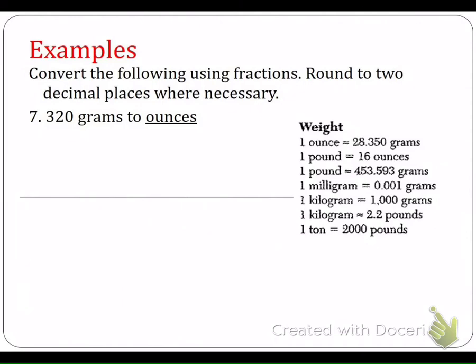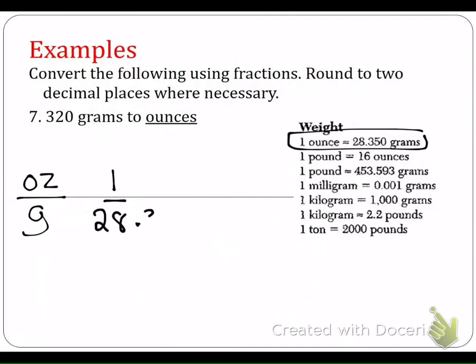All right, so grams and ounces. Is that a conversion we can do in one step? It is. It's the first one right over here. So I'm going to do ounces on top, grams on the bottom. From my conversion table, I know that 1 ounce is 28.350 grams.